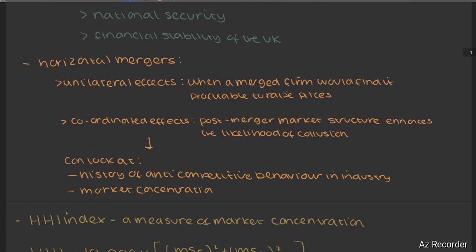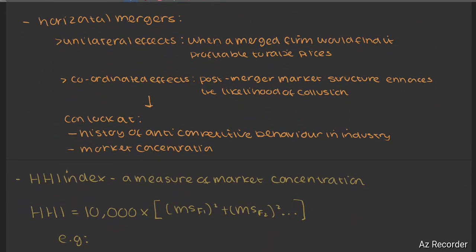For horizontal mergers specifically, the CMA may assess the unilateral effects and the coordinated effects. Spoke about this in the previous video. The unilateral effects occurs when a merged firm would find it profitable to raise prices. Raising prices lowers surplus. There's a welfare implication there. And coordinated effects. This is when post-merger market structure enhances the likelihood of collusion. Two firms collude, they may restrict output, which again increases prices and poses a welfare threat.